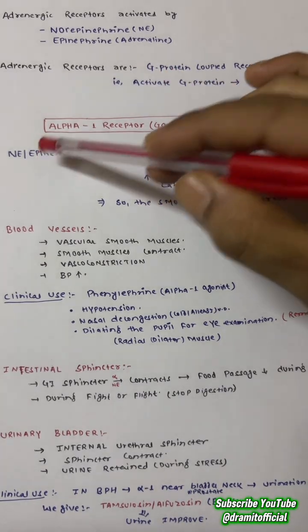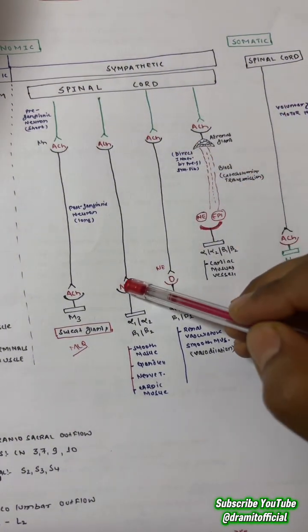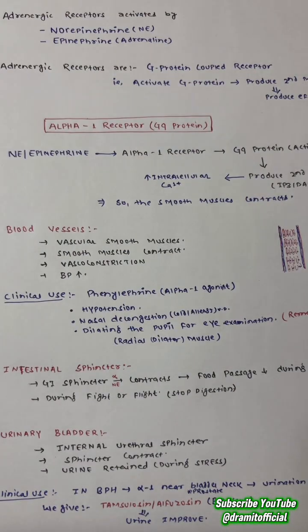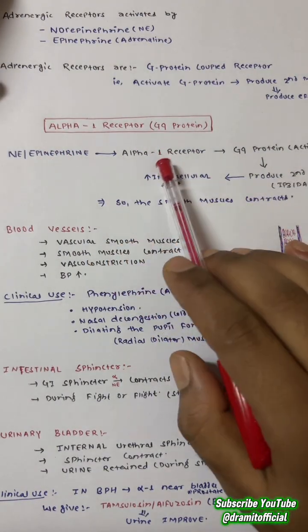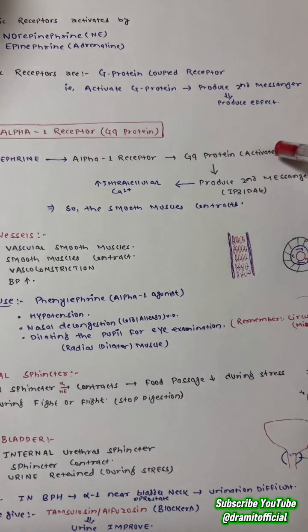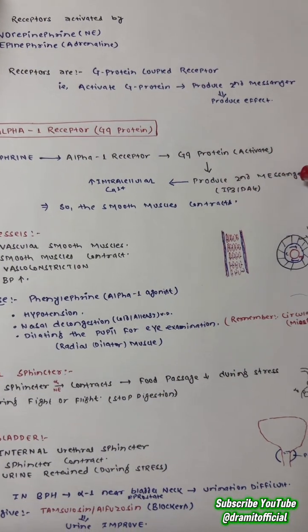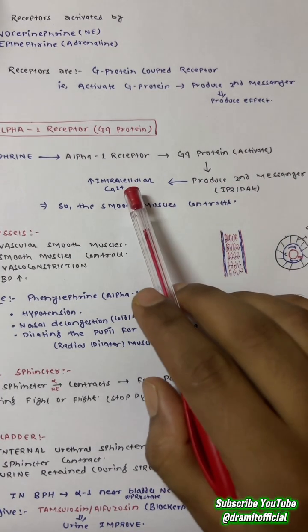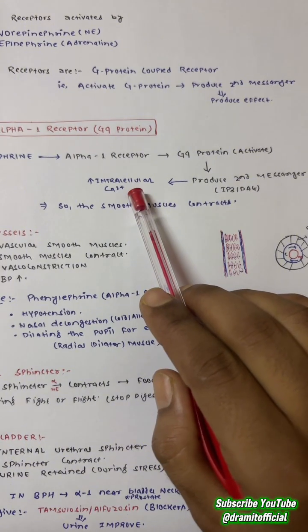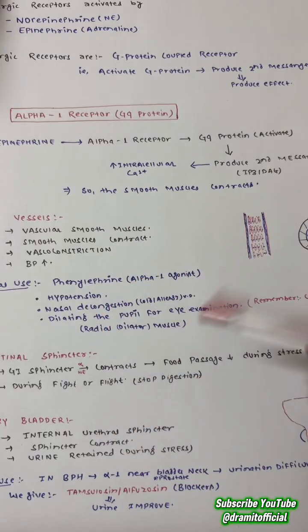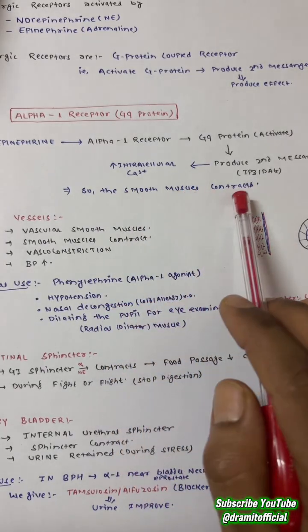When norepinephrine or epinephrine is released, as in this picture, they bind to alpha 1 receptors. As we all know, alpha 1 receptors are G protein coupled receptors, so the Gq protein gets activated and produces a second messenger, which can be IP3 or DAG. That increases intracellular calcium, and whenever there is increased intracellular calcium in any cell, it causes contraction, so it will cause smooth muscle contraction.